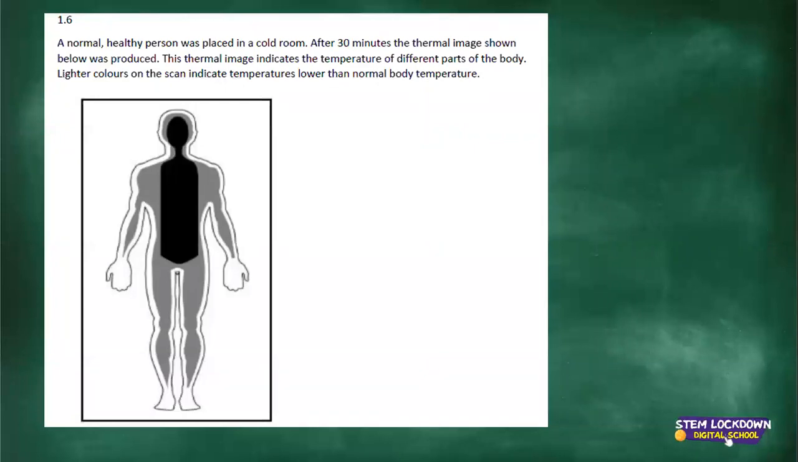A normal healthy person was placed in a cold room. After 30 minutes, the thermal image shown below was produced. This thermal image indicates the temperature of different parts of the body. Lighter colors on the scan indicate temperatures lower than normal body temperature. So the white is the lowest temperature in this person's body. Then the gray is lower than the black, but higher than the white. And then the black is the normal body temperature, because we are told the lighter colors indicate lower temperatures.